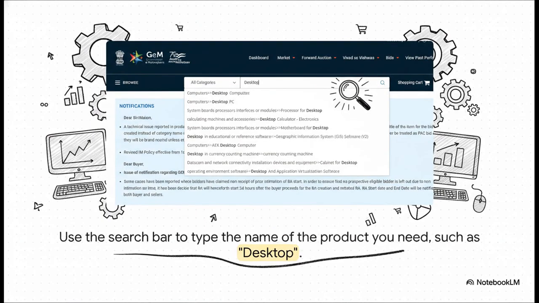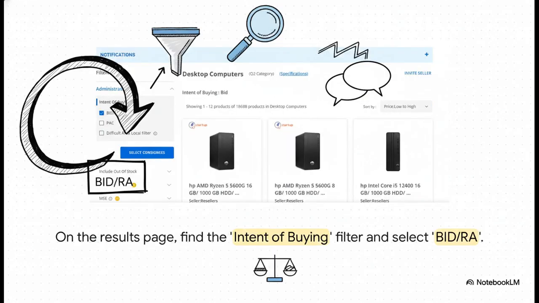Now, this should feel pretty familiar, right? Just like any big e-commerce website, GeM has a search bar right at the top. Just start typing the name of the item you need. Let's say desktop, and the system will start suggesting categories to help you narrow it down. Okay. This next step is absolutely critical. Once you see the search results, look over to the left side for the intent of buying filter. You have to select Bid RA, which stands for bid or reverse auction. This tells the system you're starting a competitive process, not just making a quick purchase.